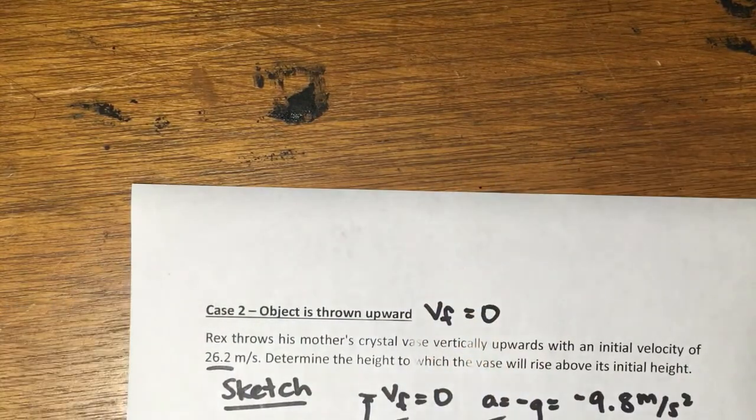Okay? So again, for case 2, the critical assumption that you must always carry is that Vf is equal to 0. A while ago it was Vi equals 0. This time, Vf is equal to 0.